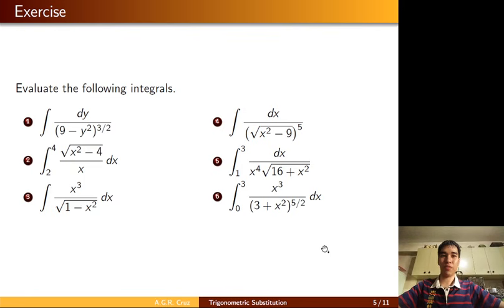For part 2, our focus is on integrals that don't have this expression readily in them, no? So what if you have an integral but it's not immediately of this form? So that's for part 2.